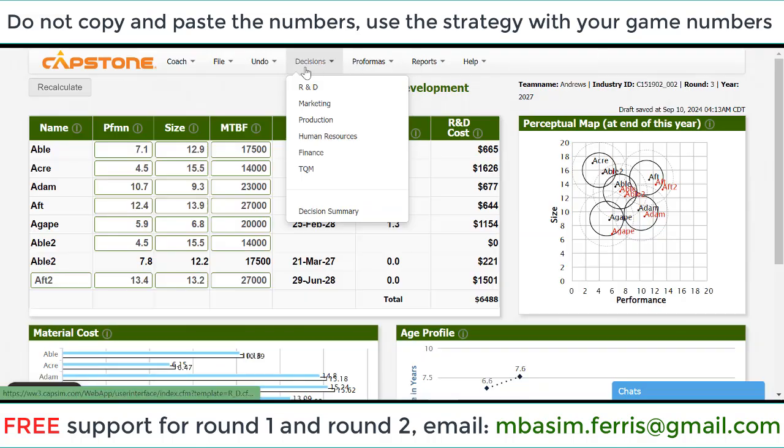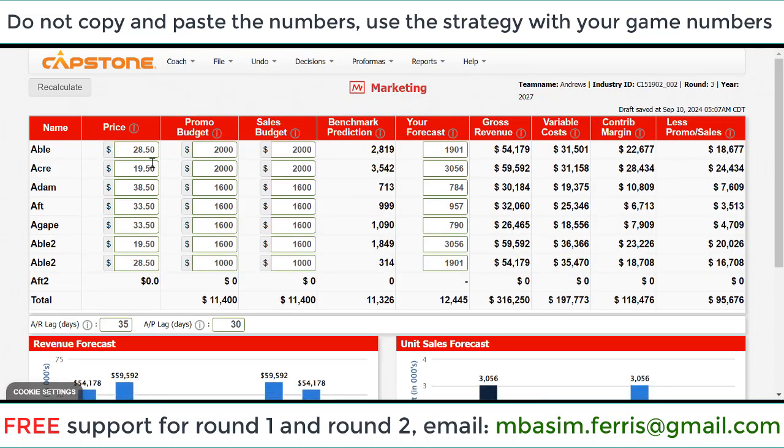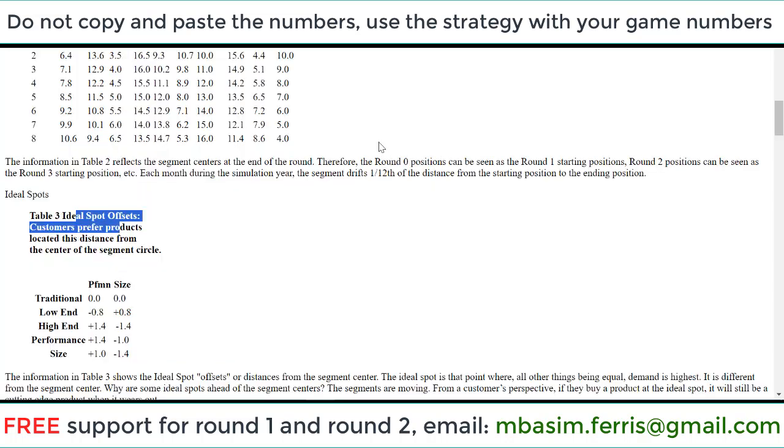set the price. We go to the marketing to set the prices here, right? So in order to set the price, we need to look at a few things. First, we look at the report here for 5 segments, right? Look at the report here: traditional, low end, high end, performance, and size. We have 5 segments here.